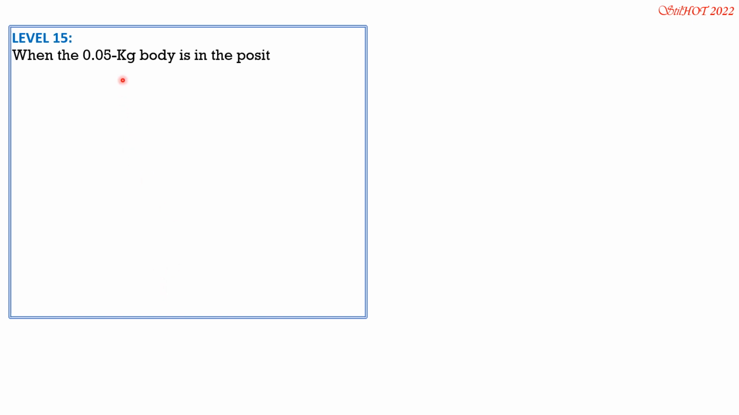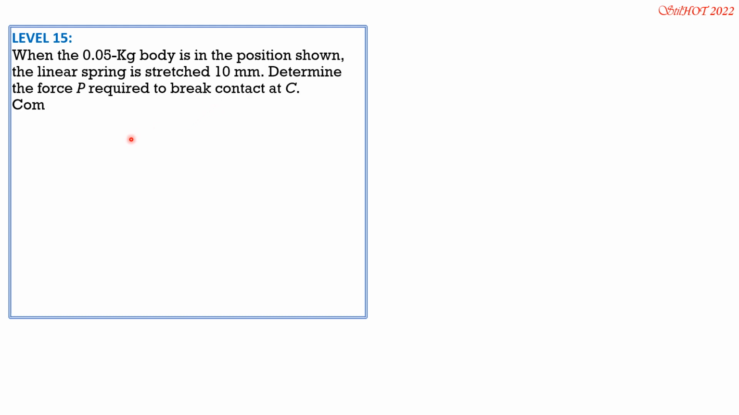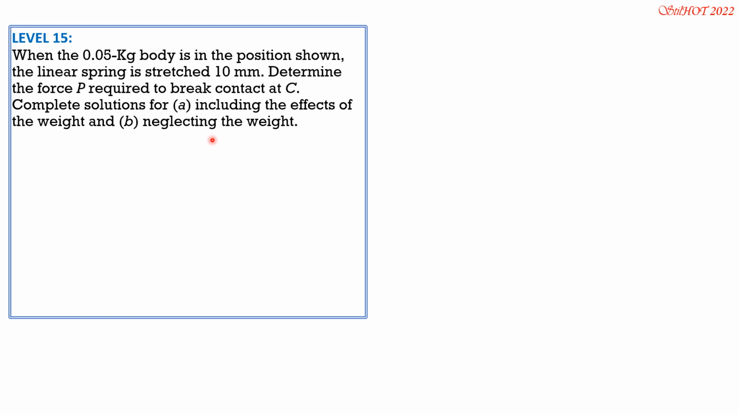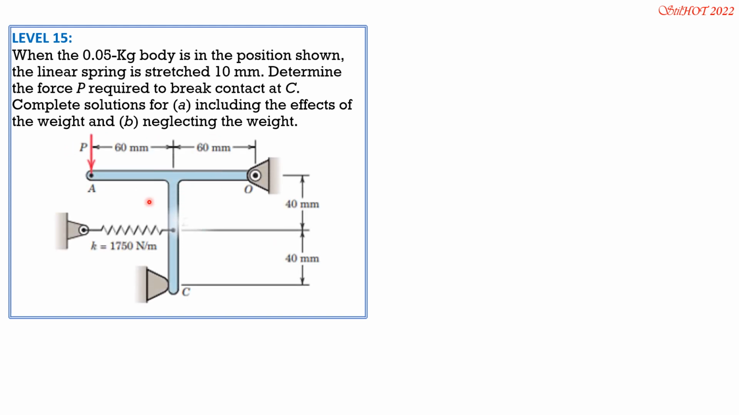When the 0.05 kilogram body is in the position shown, the linear spring is stretched 10 mm. Determine the force P required to break contact at C. Complete solutions for part A, including the effects of the weight, and B, neglecting the weight. So if you look at the body, it is a symmetric T. So the weight definitely acts on this web here. Just put it there. It is 0.05 kilogram times 9.81, so 0.4905 newtons.